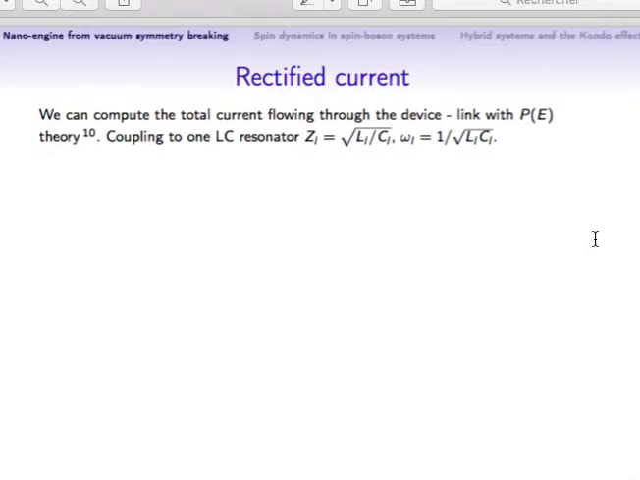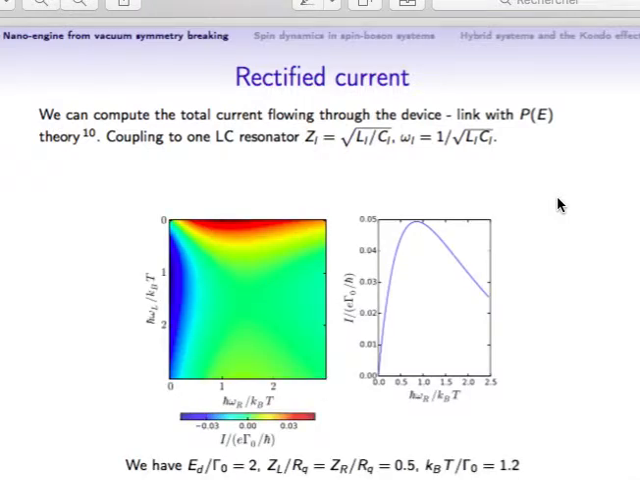Let's consider the case where the environments are just one-mode cavities, one LC resonator with impedance ZL and frequency omega L. Here we are at fixed values of the temperature, and we take the bare tunneling rates gamma 0 equal to gamma L equal to gamma R, constant. The red and blue regions here correspond to the zones where the effect is maximal. We remark that it corresponds to the most asymmetric case, not surprisingly.